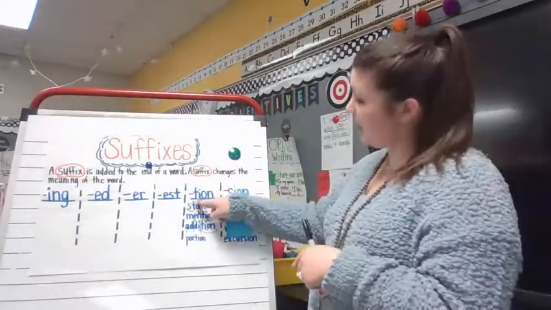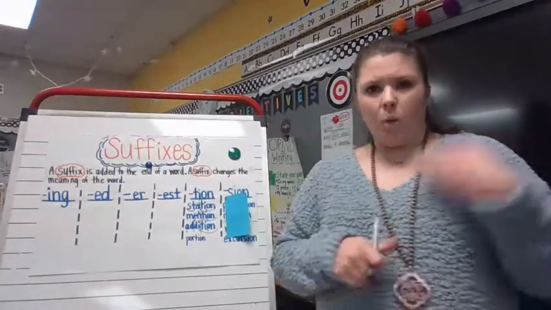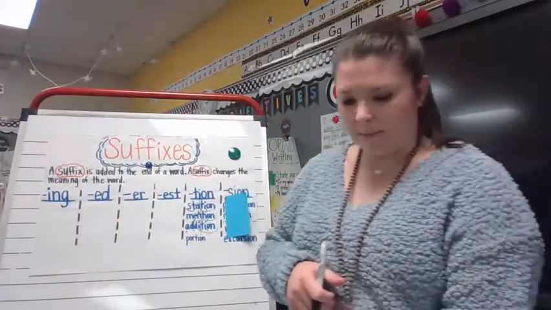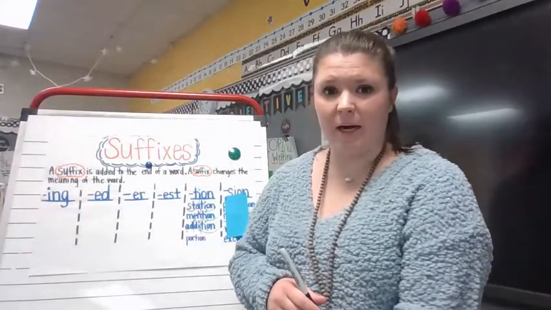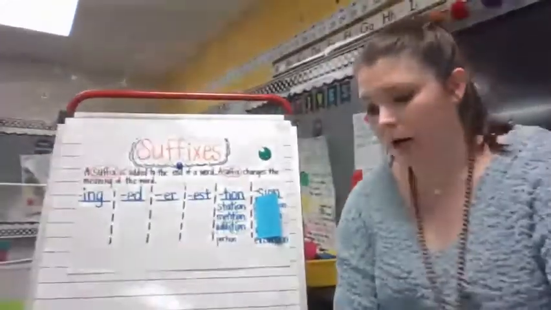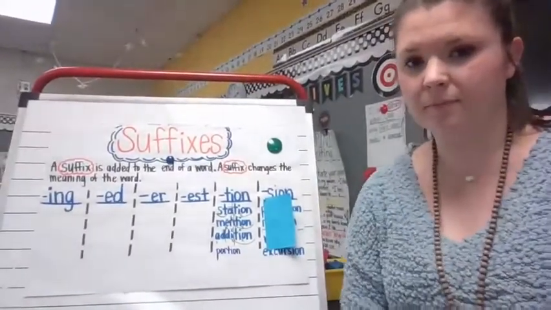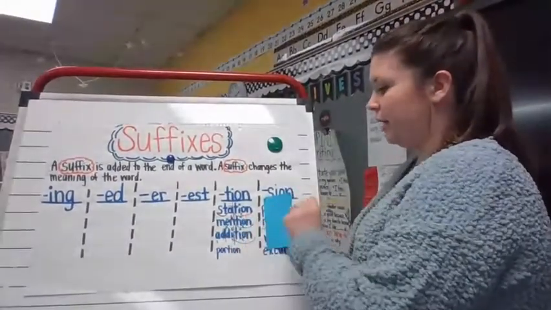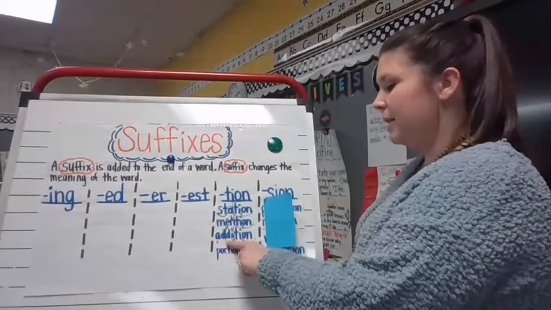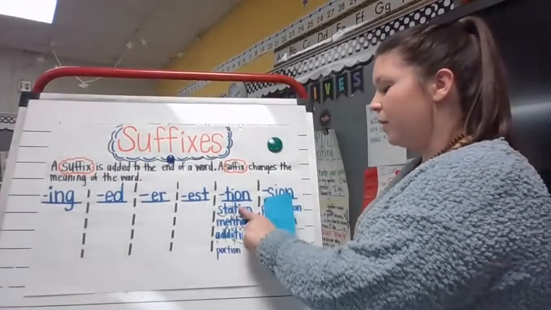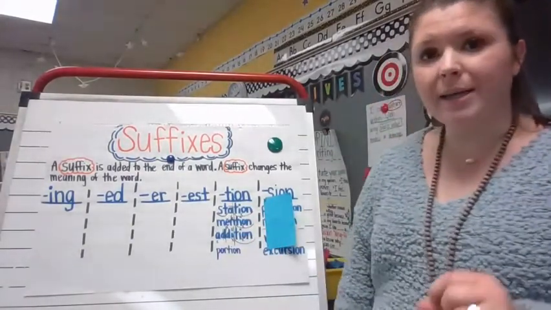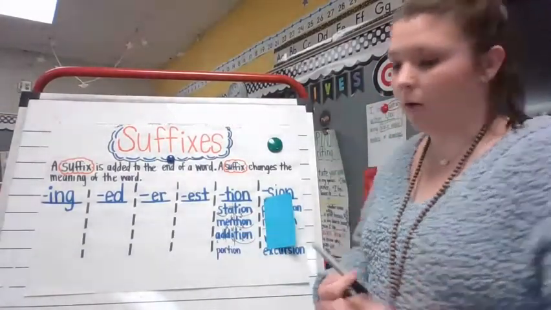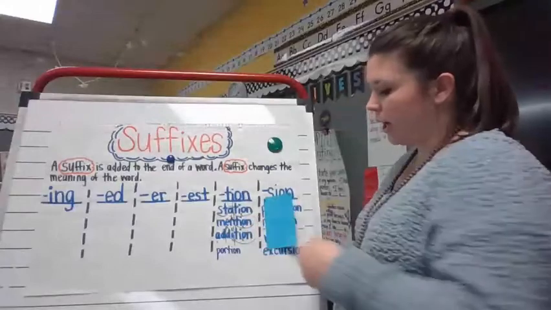Yesterday, we learned about T-I-O-N. What sound does T-I-O-N make? It makes the shun sound, like in this word. Station, mention, addition. If you notice, that T-I-O-N suffix at the end of the word is in a syllable all by itself. Shun, shun, shun.